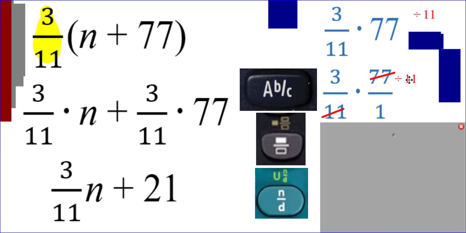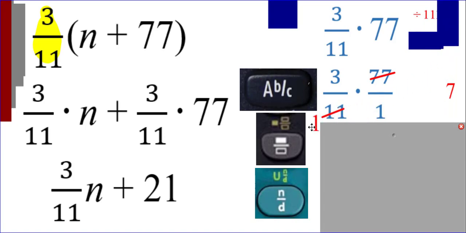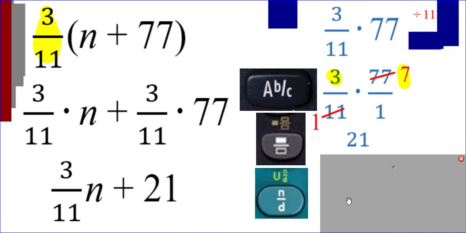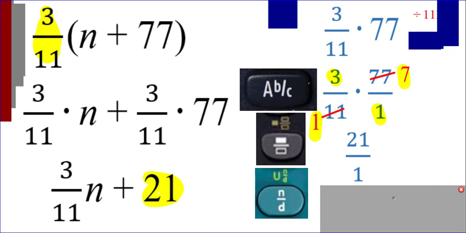If you don't show the dividing by 11s, that's fine, but you should show the results that you get from dividing. So 11 divided by 11 is 1, 77 divided by 11 is 7, and then you will multiply the results. 3 times 7 is 21. 1 times 1 obviously is 1, and we all know 21 over 1 is the same thing as just 21.